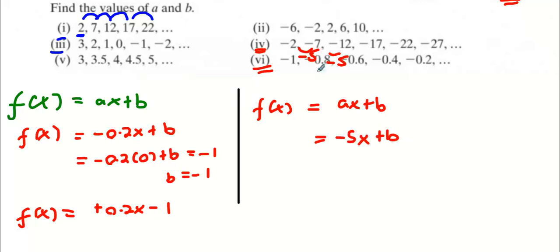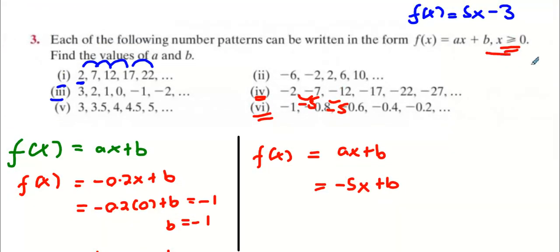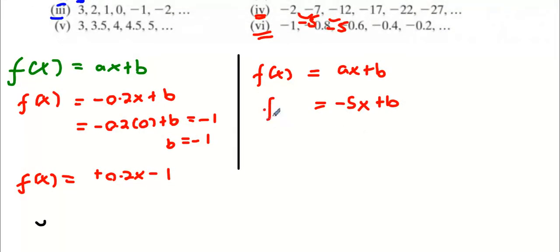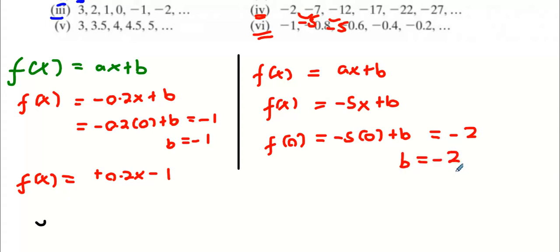Plus b. How do we know it starts at f0 again? It's written in the language, isn't it? Starts at 0. So f0 will equal what, guys? f0 equals minus 2. So it's minus 5 times 0 plus b equals minus 2. This implies b equals minus 2. Yes?